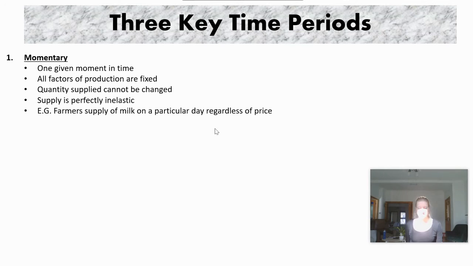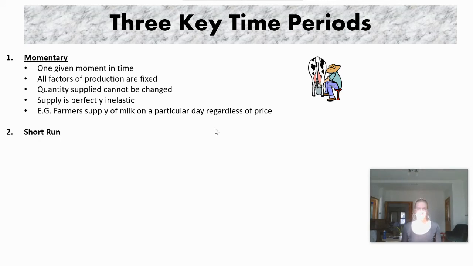An example of this would be if the price increases for milk on a particular day, then the farmer's supply of milk cannot change. They cannot be responsive to the change in the price because they have their factors of production already fixed.